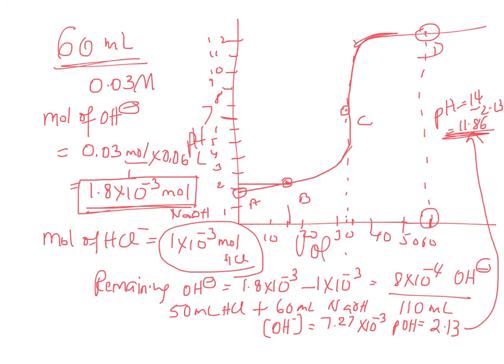So just to make sure everybody's on board, at B, hydronium is in excess. This is excess. At D, hydroxide is in excess. At C, hydronium is going to be equal to hydroxide. That is why the pH is 7. Okay, I hope that made sense.